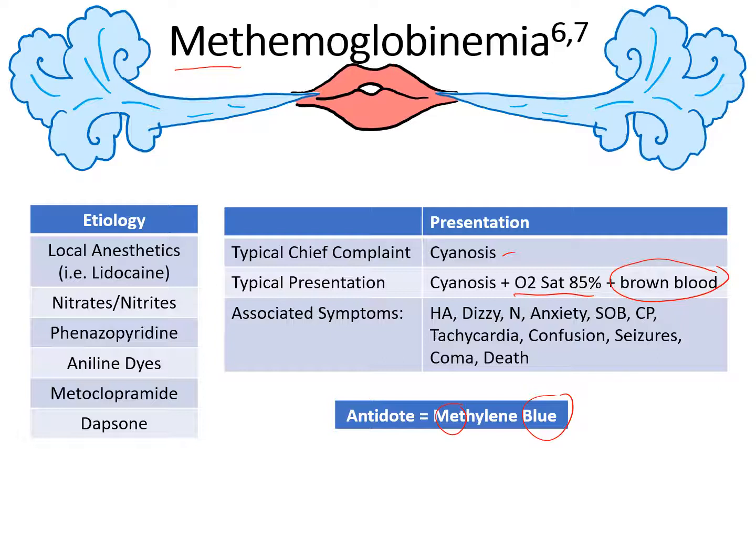Patients get similar symptoms as anemia or carbon monoxide poisoning, such as headache, dizziness, nausea, anxiety, dyspnea, chest pain, tachycardia, confusion, seizures, coma, or death. Classically, this is caused by someone with G6PD deficiency that is exposed to a new drug. This can occur from local anesthetics such as applying too much benzocaine spray when doing a peritonsillar abscess drainage. These other drugs can also cause methemoglobinemia as well.